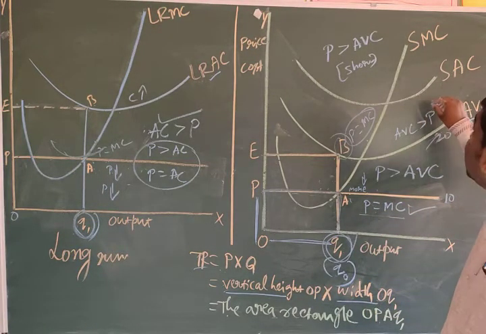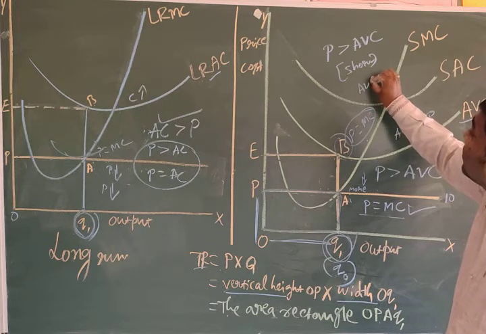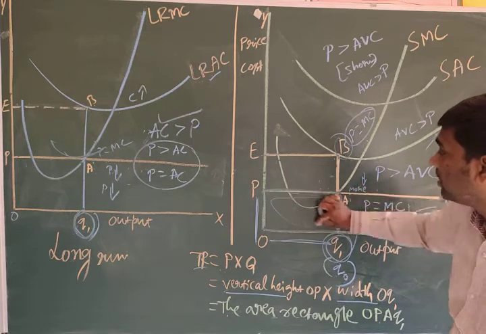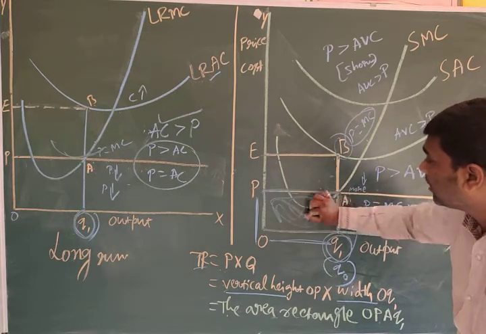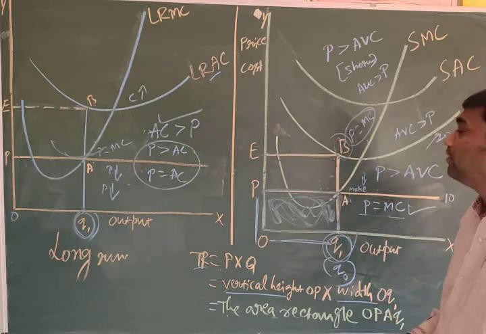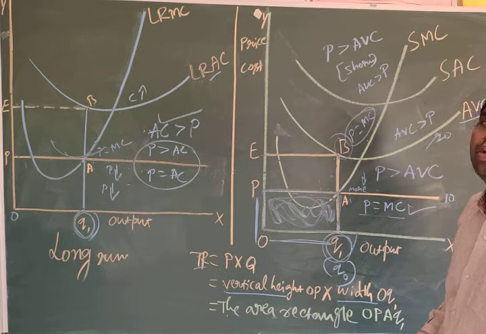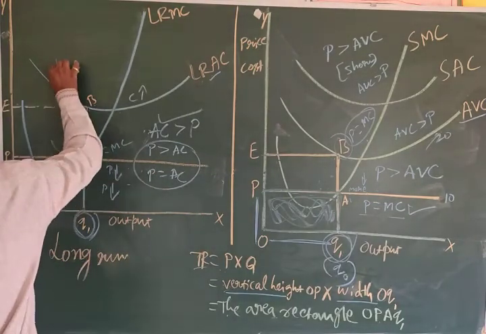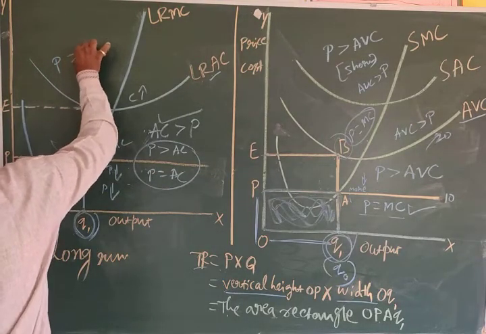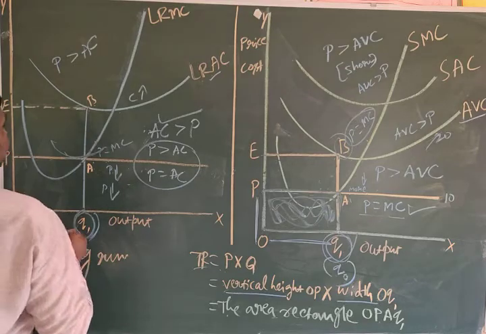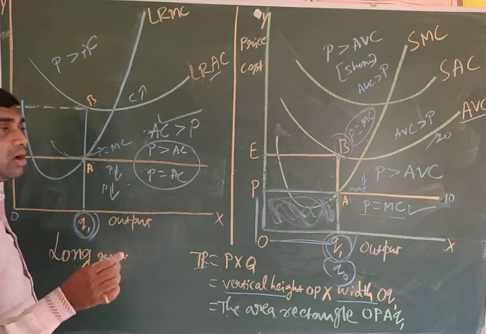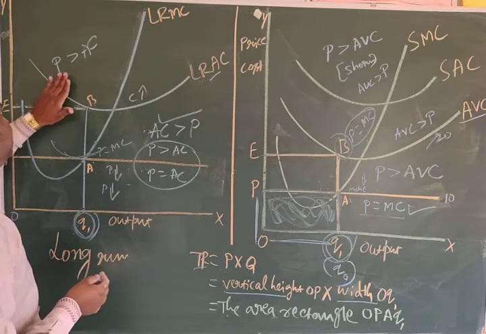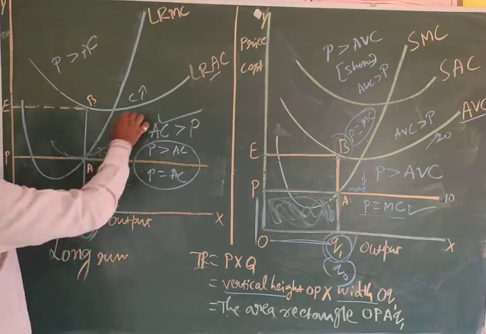If the AVC is greater than price, at that time the firm will earn a loss. So this is called a loss. Definitely the firm will earn a loss. It is not possible to earn more and more profit. And in the same way, we should observe that price should be greater than AC. Here, in the long run, we can change all the factors of production. Here you have to observe price should be greater than AC.